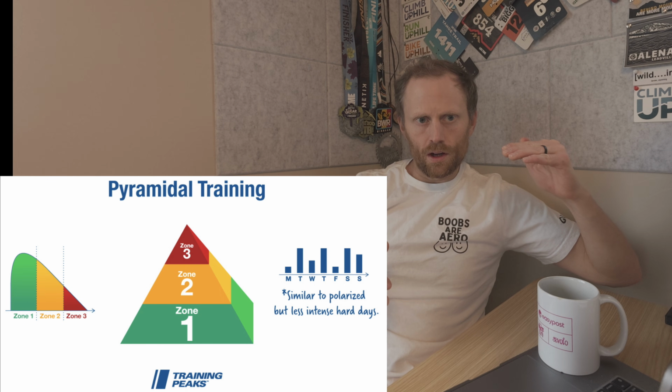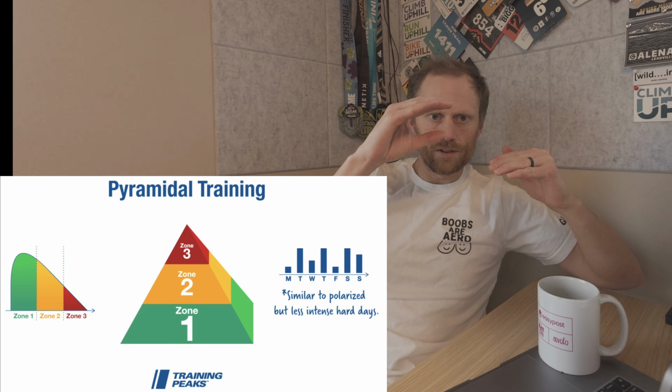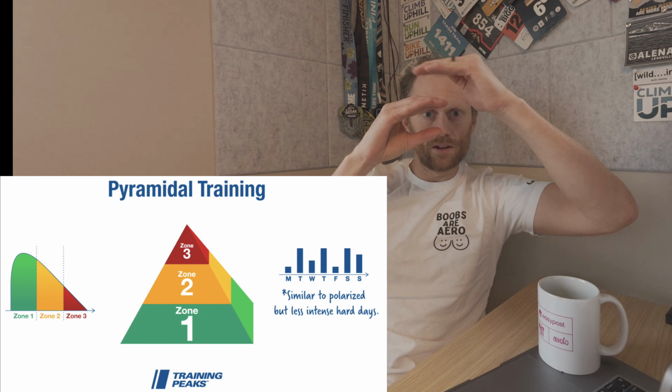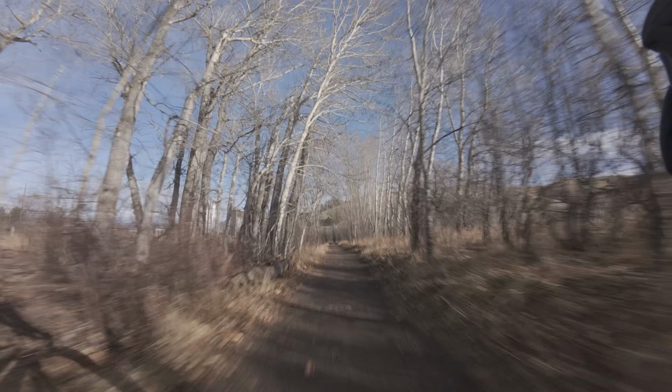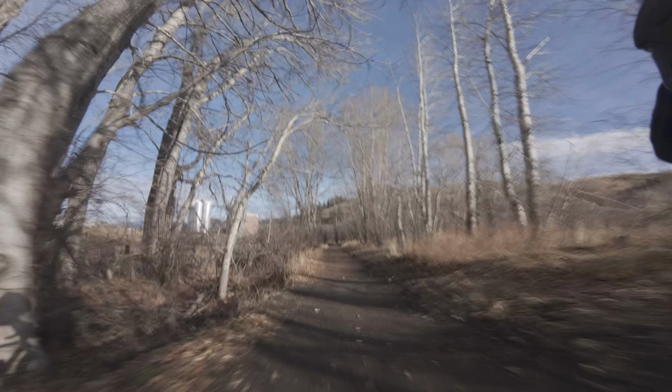Okay, pyramidal training: most of the volume below LT1, a little more volume in the LT1 to 2 zone, and then a little bit above LT2. This is what many well-trained athletes naturally do, especially in their base and/or performance prep phases.